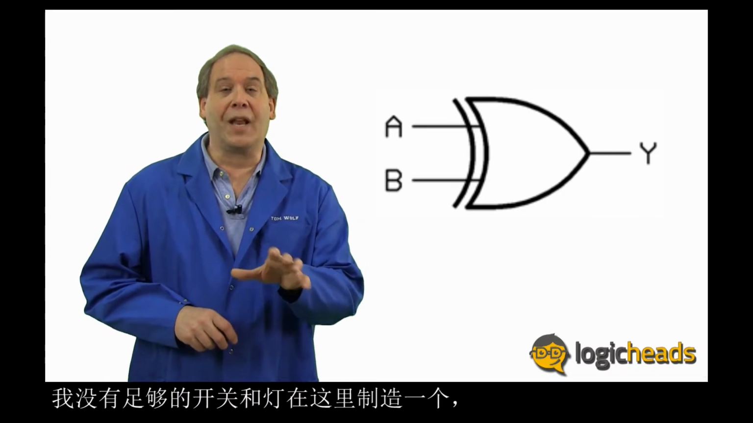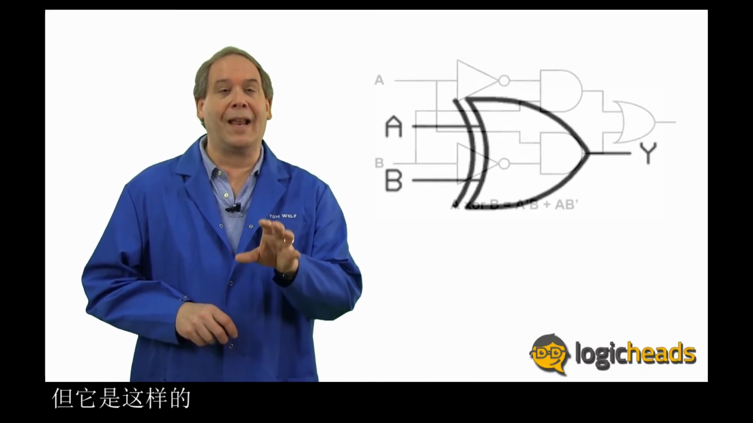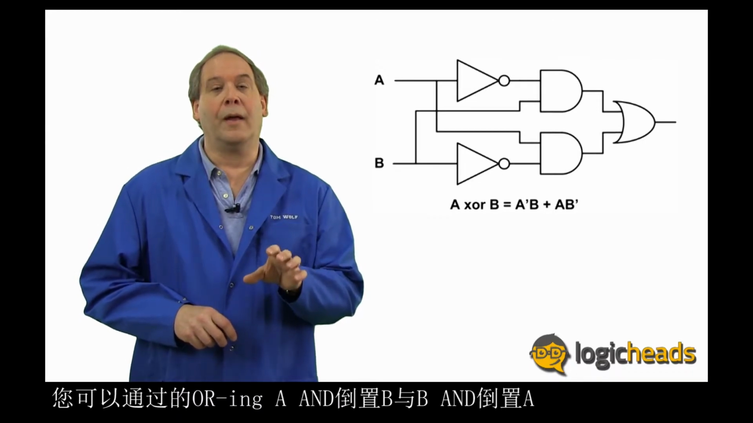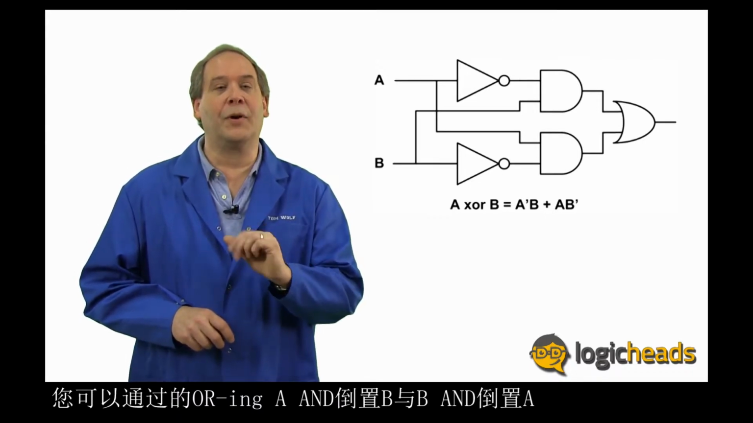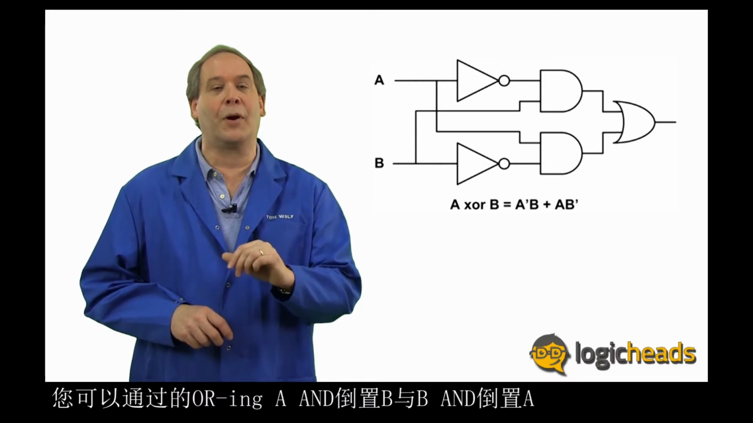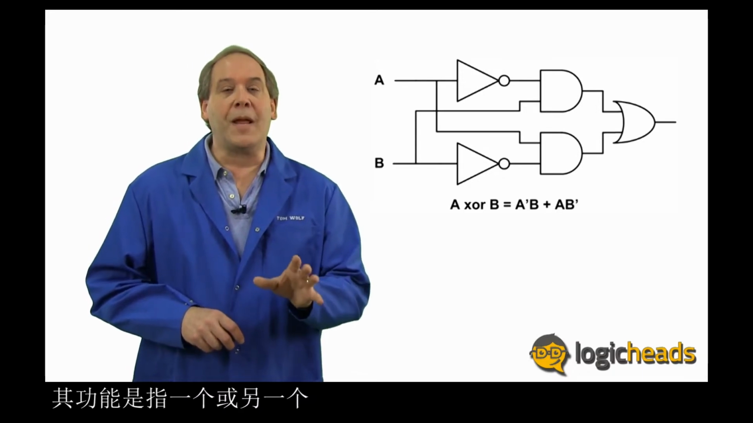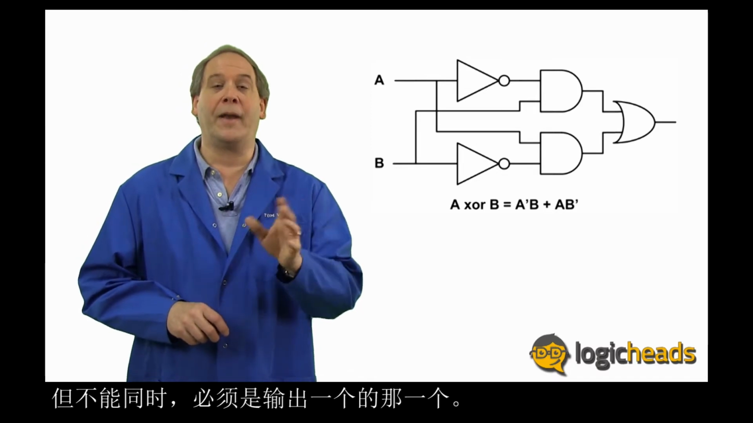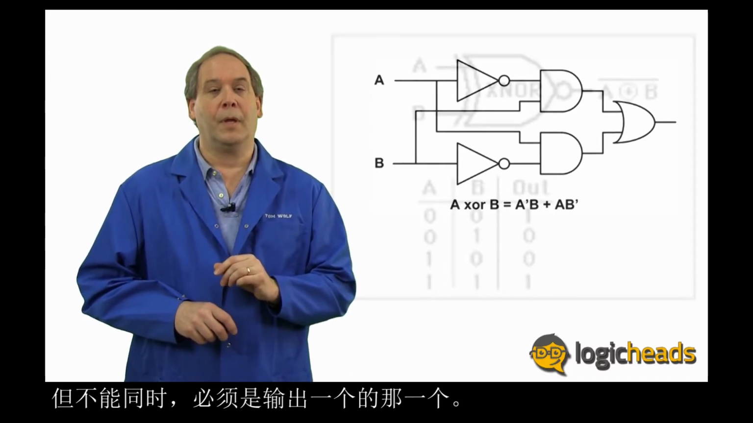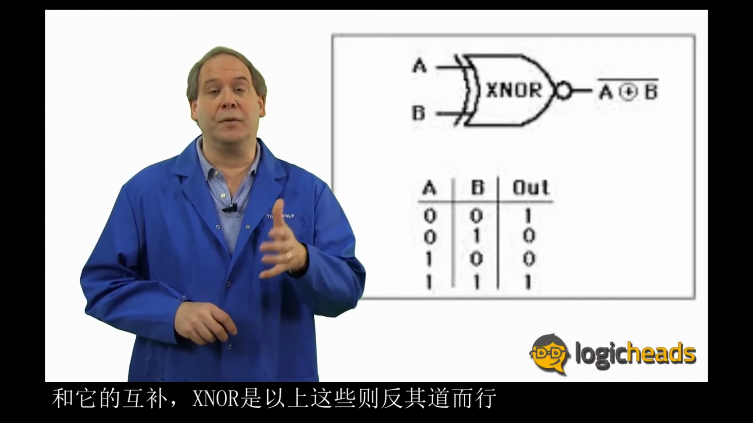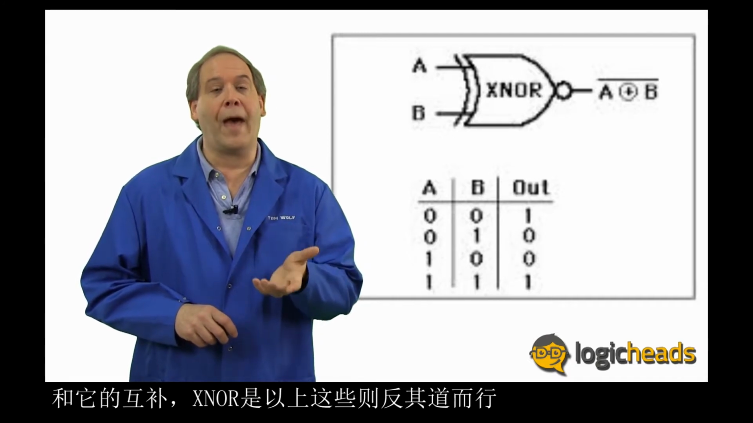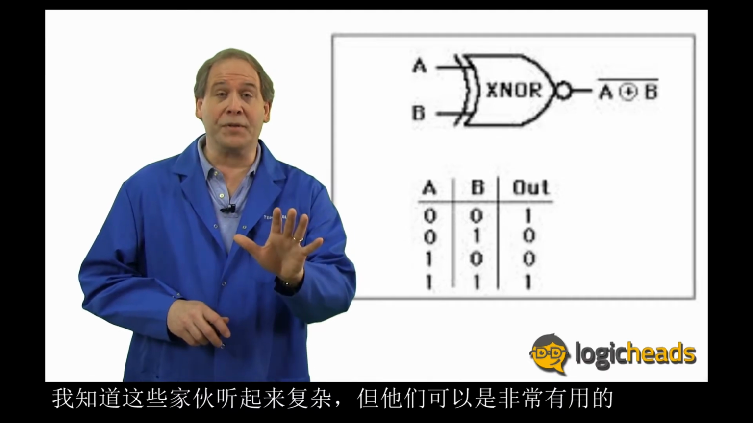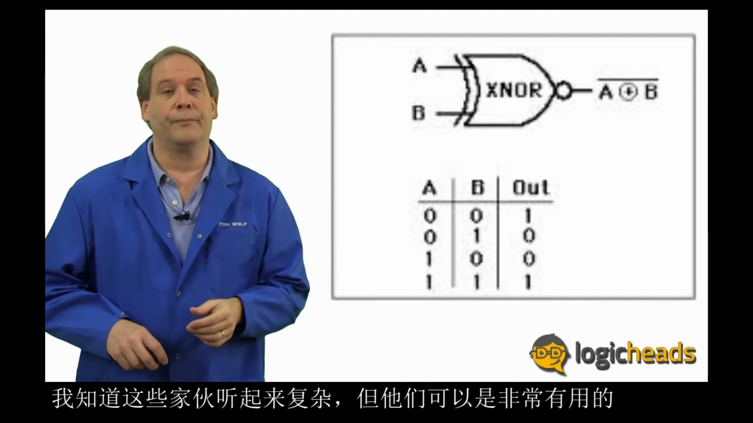I don't have enough switches and lamps to make one, but it would look something like this. You make one by ORing A and the inverted B with the inverted A and B. Its function means that one or the other, but not both, must be binary 1 for the output to be 1. And then its complement, the XNOR, which is all that, and then you just invert it. I know it sounds complex, but these simple circuits can be very useful.